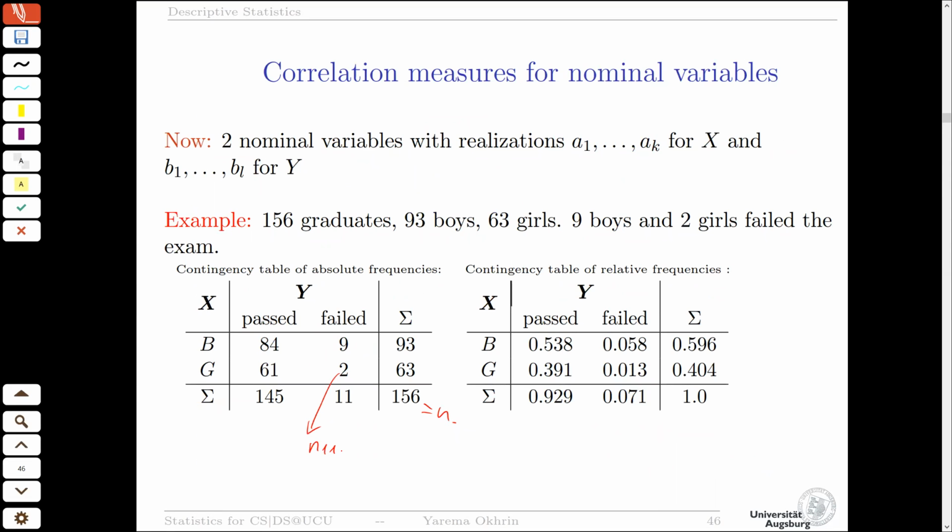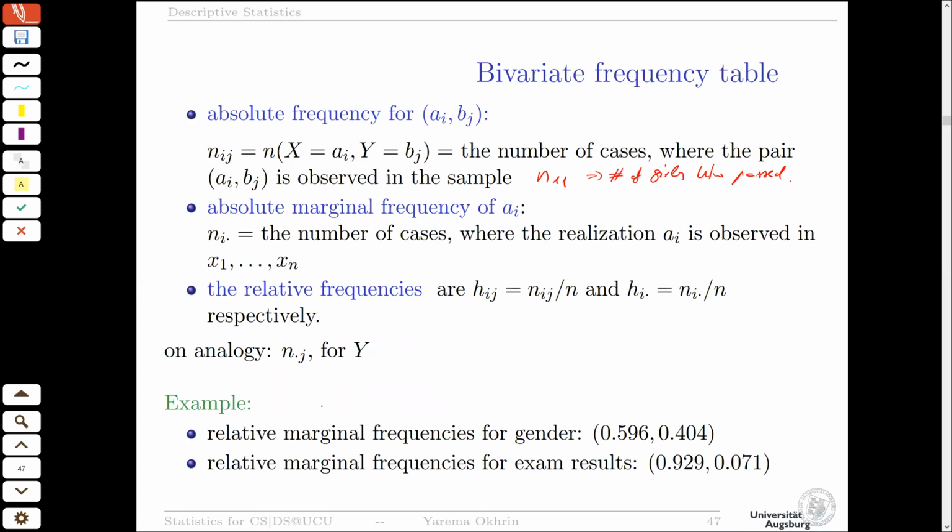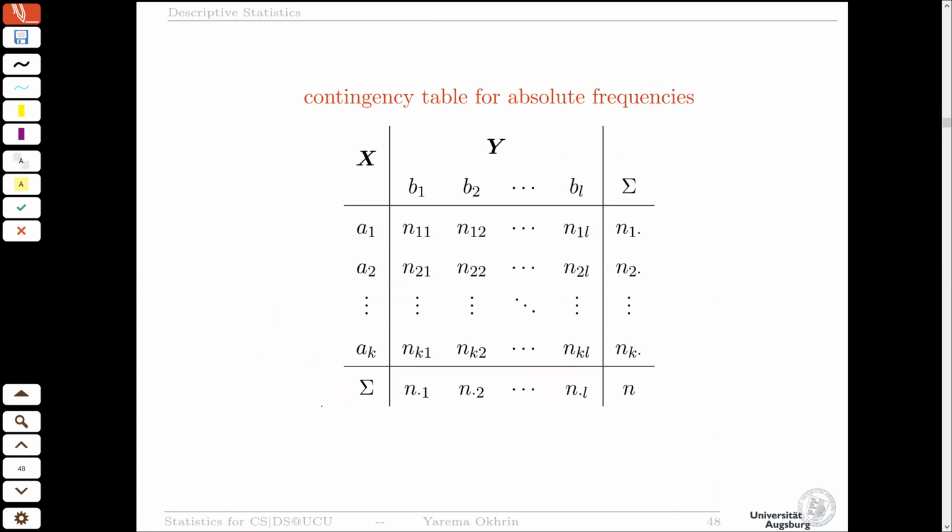Yeah. That's not nice coding. That's what I will change.